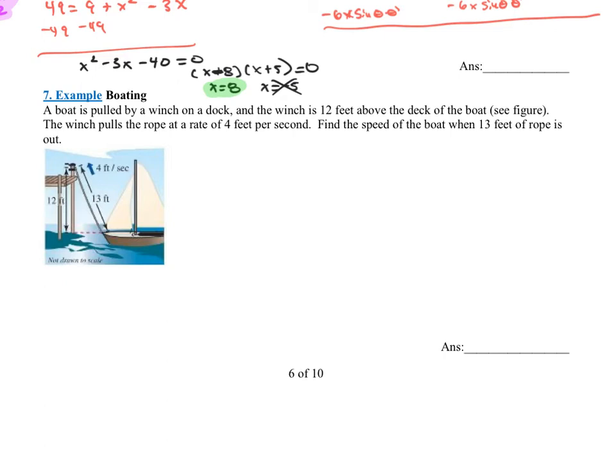So it says a boat is pulled by a winch on a dock. The winch is 12 feet above the deck of the boat. So we can look over here. This is fixed at 12. It says the winch pulls the rope at a rate of 4 feet per second.